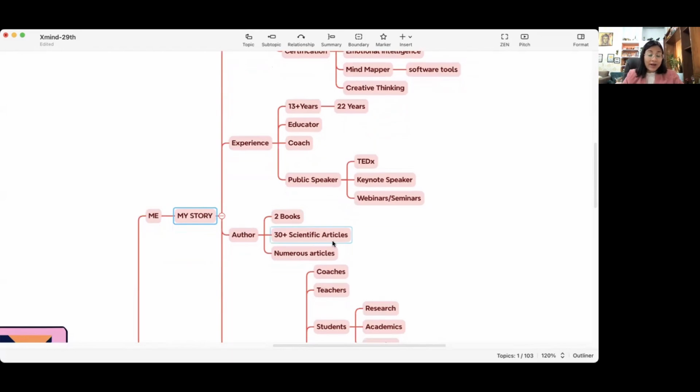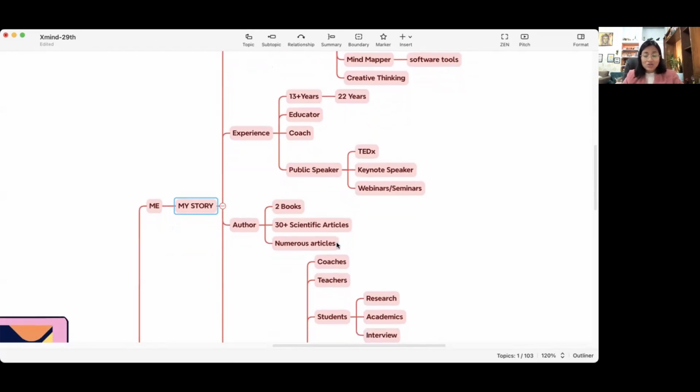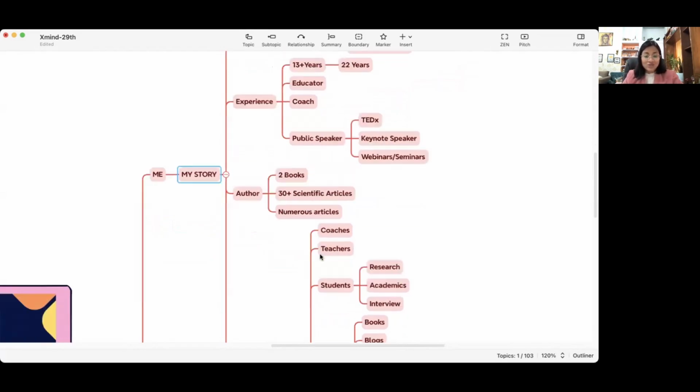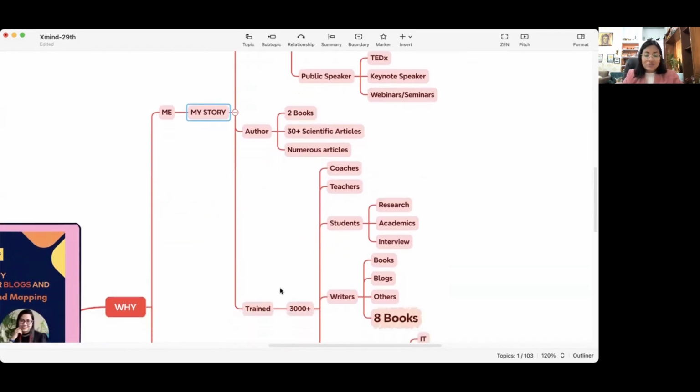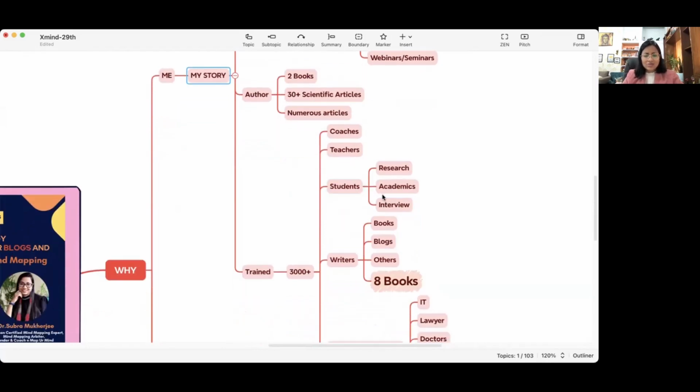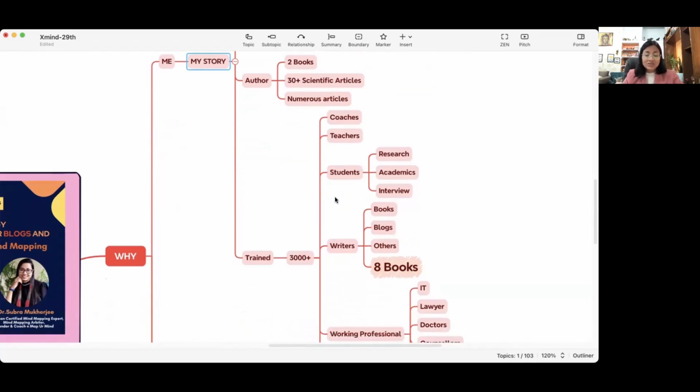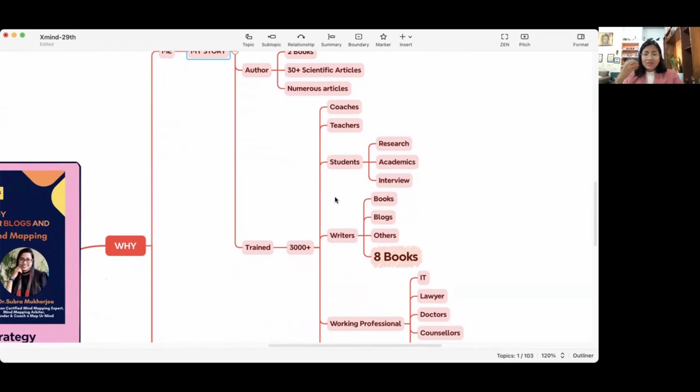So hence I say that, yes, why me, and why it means so much to me to share my experience of how mind mapping has revolutionized the way I work, how it has made me more organized, how it has saved me tons of hours. And that's all I want to share with you also. So yes, I have written 30 plus scientific articles, and I've trained over 3,000 plus coaches, teachers, students who are writers, or they are academicians. So wherever they need to create some kind of content, I have helped people create that piece of content with ease and joy instead of making it a boring and daunting task.